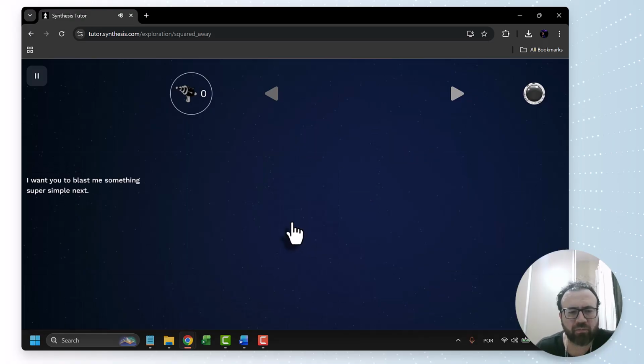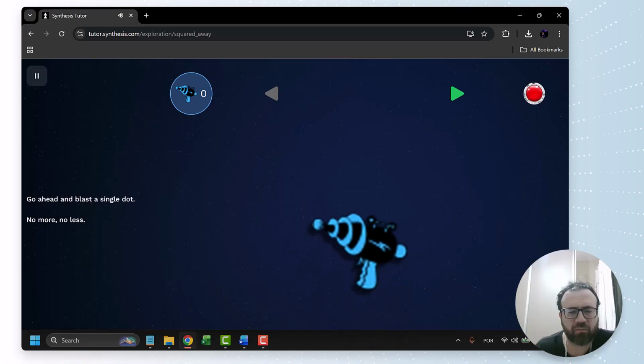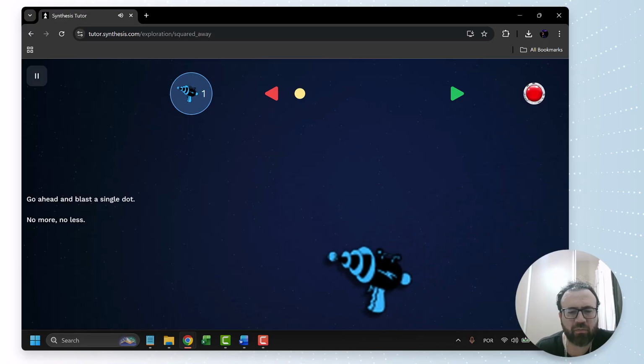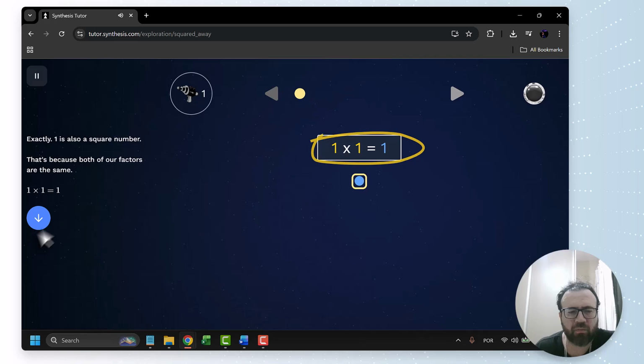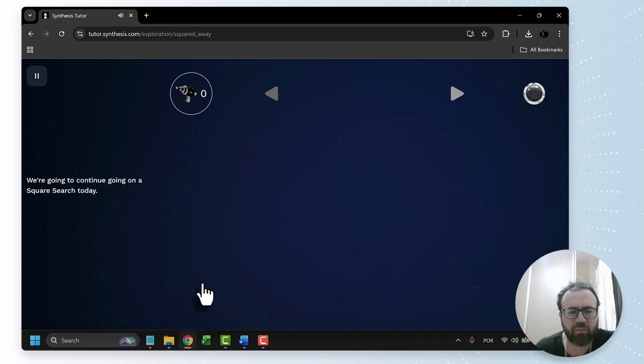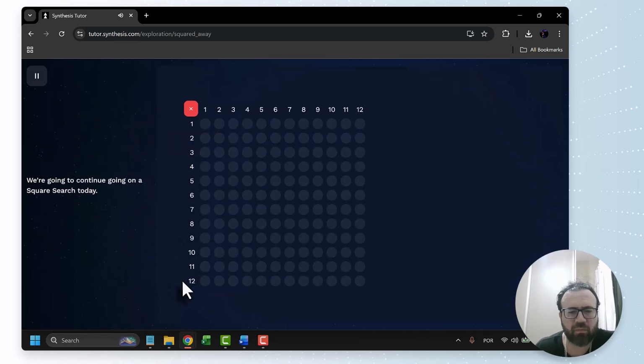I want you to blast me something super simple next. Go ahead and blast a single dot. No more, no less. There it is, one glorious dot. But I've got a question for you. Is one a square number? Exactly. We're going to continue going on a square search today.